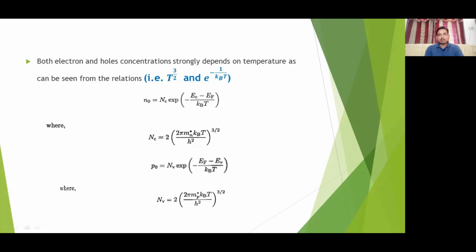The same is observed for the holes. You can see this exponential power of minus 1 over KBT, and this part shows you the dependence of the number of holes on the temperature to the power 3 by 2, the cube root of the temperature. So this is how you have both the concentration of electrons as well as the concentration of holes.